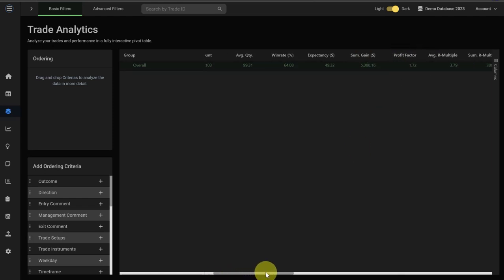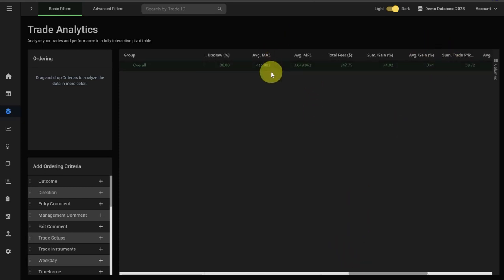You have other metrics such as the profit factor, the R multiple, the sum of the R multiple. We have the average reward to risk ratio. You see how many consecutive winning trades and how many consecutive losing trades you have in your journal. The average drawdown shows you how close the price on average comes towards your stop loss. The average updraw is showing you how close the price is coming towards your target.